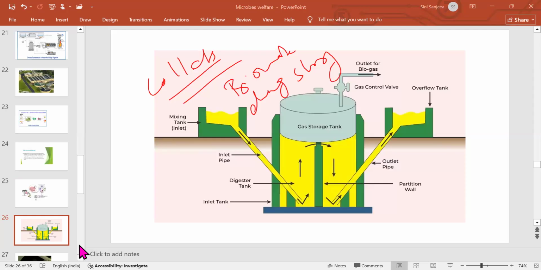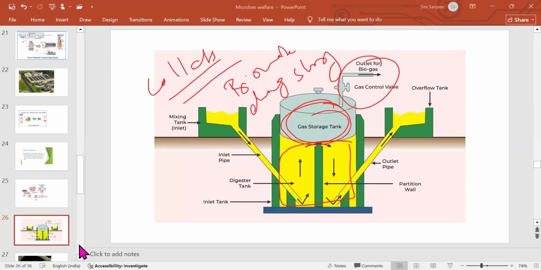Okay, there's an inlet over here, as you can see. A mixing tank is there where they are mixed, and then it goes straight through the inlet pipe into the digester tank. In the digester tank, due to the presence of the microbes, gas will be produced from the slurry. When the gas is produced, it just moves up. As you can see over here, this is the gas storage tank. So obviously it will move upwards from the slurry, which sits downwards. This yellow color which you can see is the slurry, and the upper part is the gas which has been released by the microorganisms.